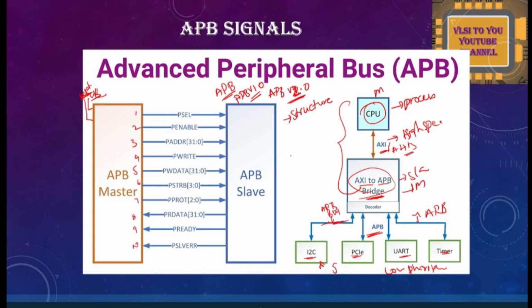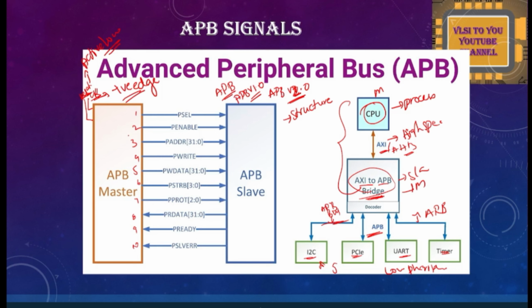So this is about the signals. Now if you see here, the first thing is clock and reset. As I already told you, the clock should be positive edge and the reset should be active low in order for the transfer to take place. Active low, and then positive edge.